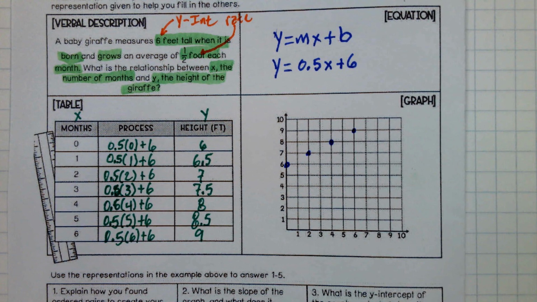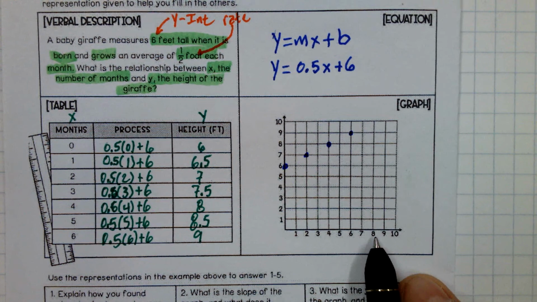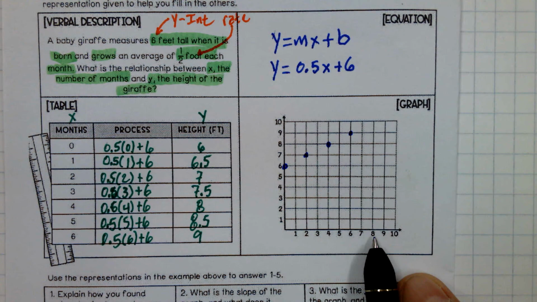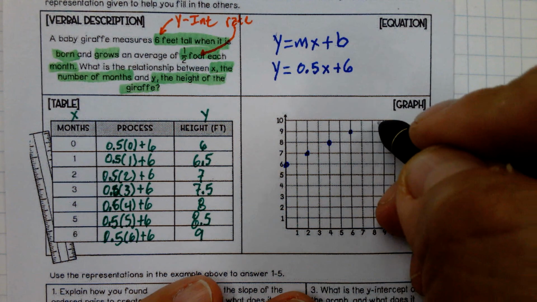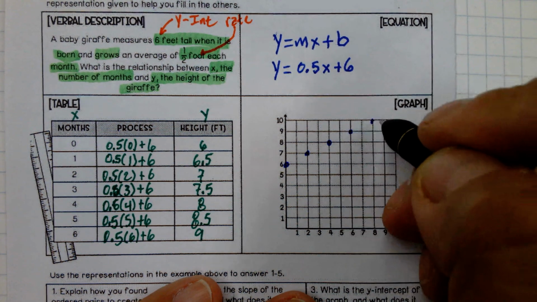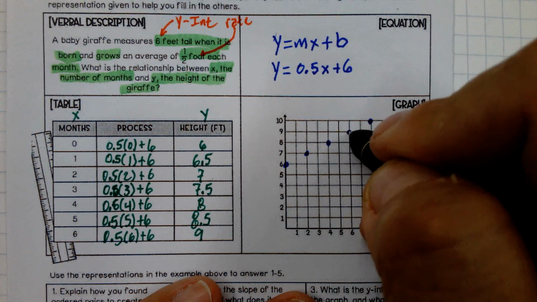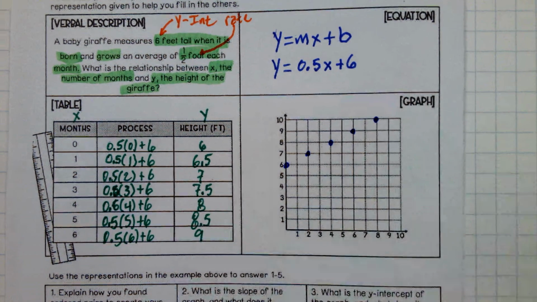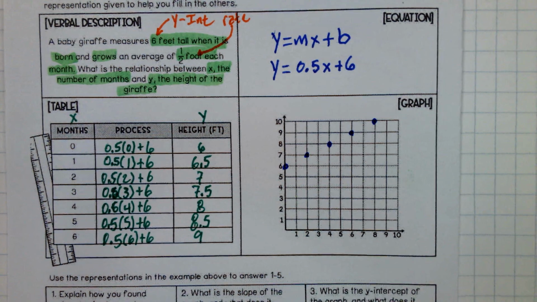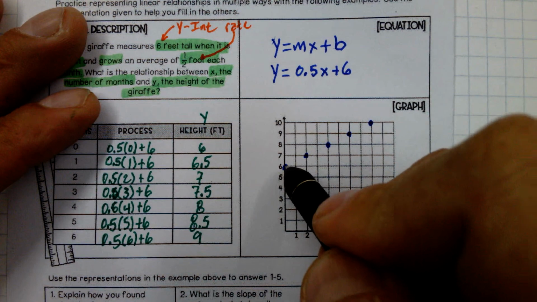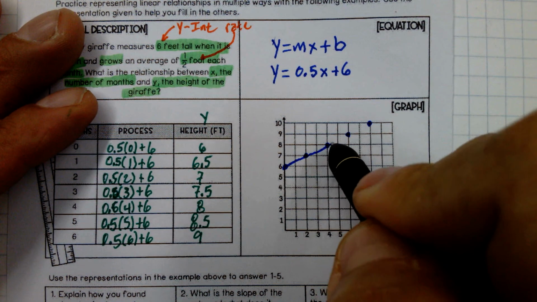And I can even go beyond that, right? What would it be at 8? What would the height be at 8 months? 10. You just go up 1 across 2. Okay. Now, this is going to be what's called a continuous graph, meaning we measure the height, right? So it continues forever. So we don't want to just put the dots. We want to connect them.